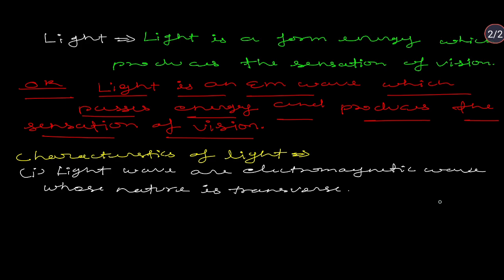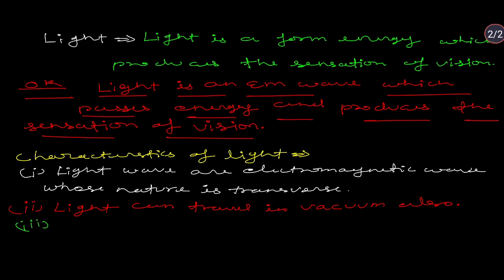Transverse waves are those waves which do not need any particle to travel. So from the second point, light can travel in vacuum also. And the third point is that since light waves are transverse in nature, there is no need for any medium to travel, so it can travel in vacuum.